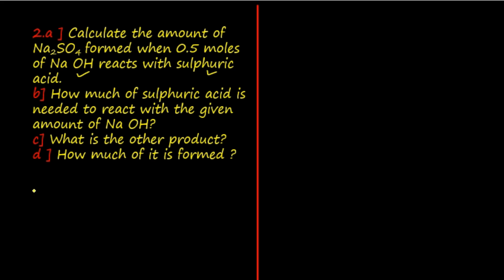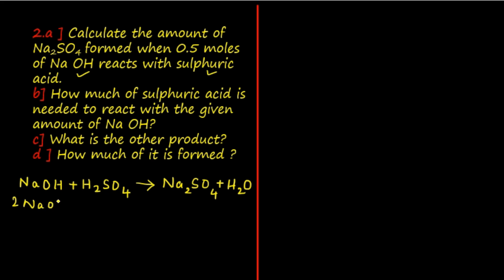The first step is to write the balanced chemical equation. This is the skeletal equation. It is not balanced. There is 1 atom of sodium on the left hand side, but there are 2 atoms of sodium on the right hand side. So we make 2 NaOH plus H2SO4 gives Na2SO4.